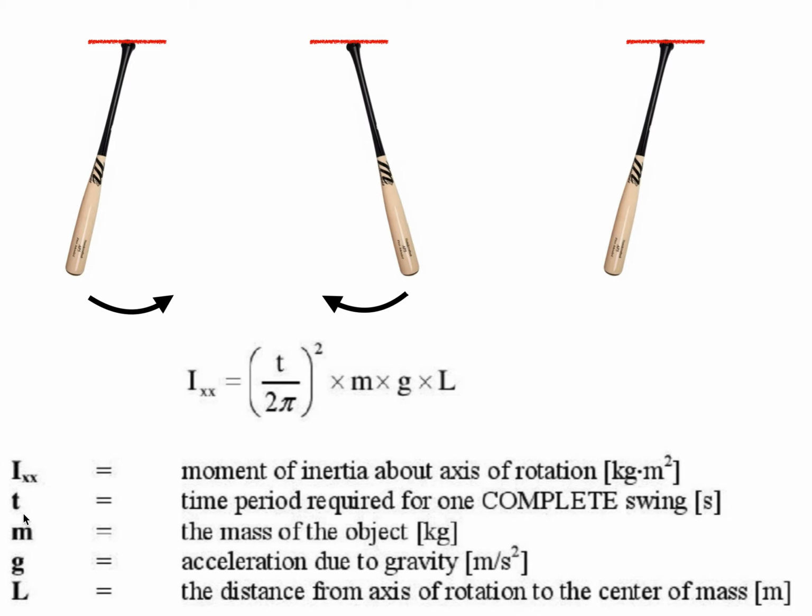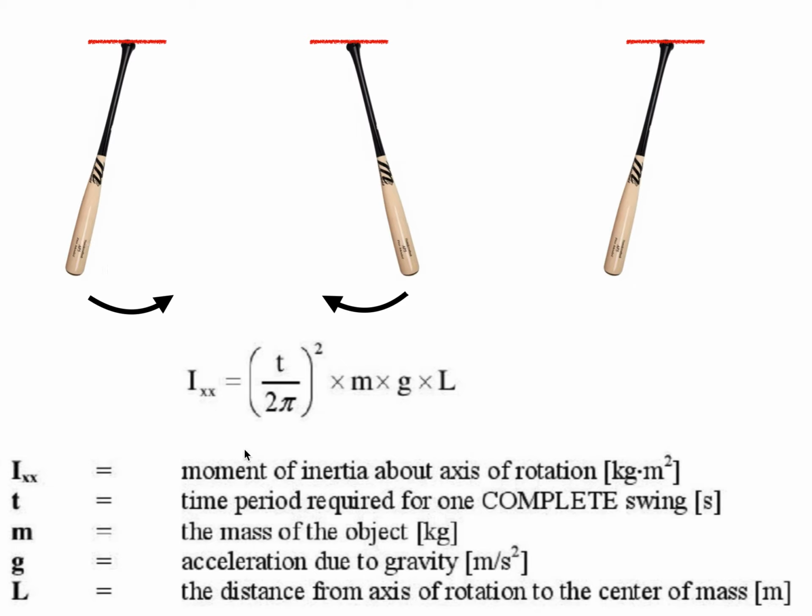So, to calculate the moment of inertia of this baseball bat around the axis of rotation, you fix it and swing it and plug the time for one complete swing here, divide by 2 pi, squared, plus the mass of the baseball bat, gravity, which is 9.8, and L, which is the distance from the center of mass to the axis of rotation. So that would be probably this distance. Yeah, so that's how you use the equation.